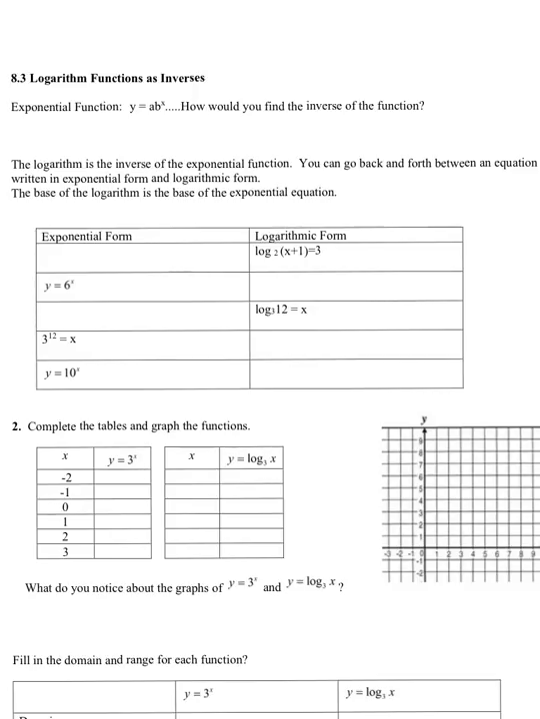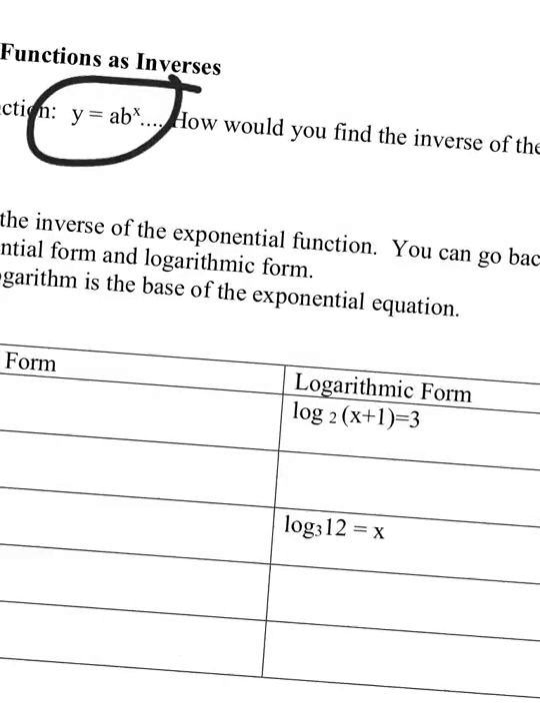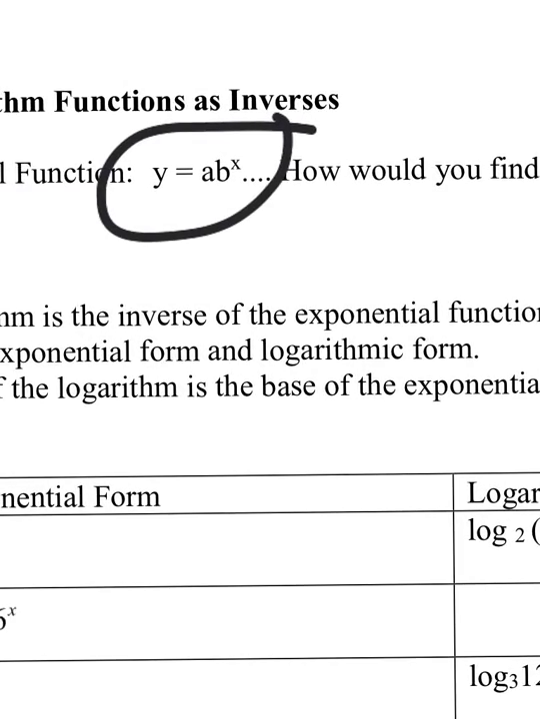If you have an exponential function y equals ab to the x, how would you find the inverse of it? So if you go back to inverse functions, what we would do is we would switch the x and the y around. So x equals ab to the y and solve for y. But we don't have a way to solve for y.